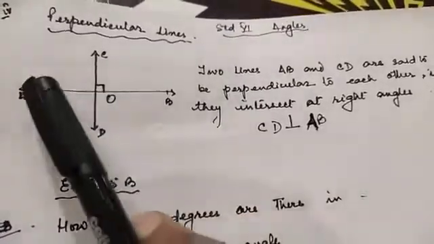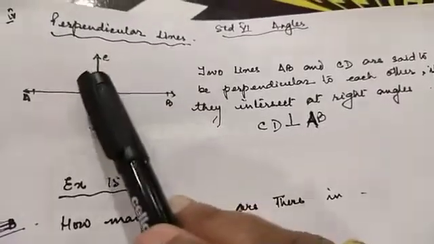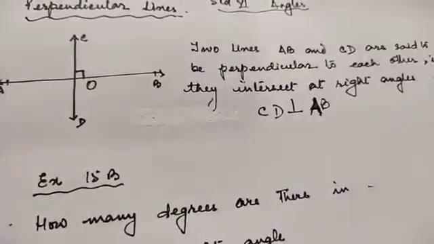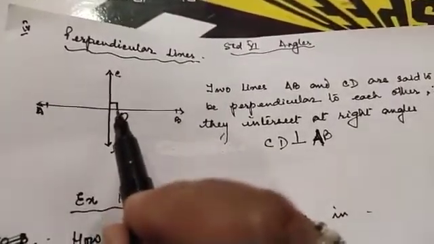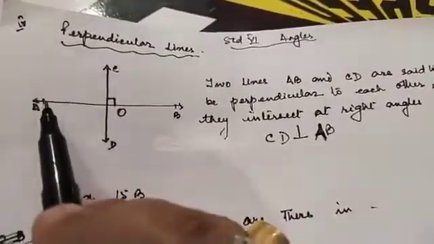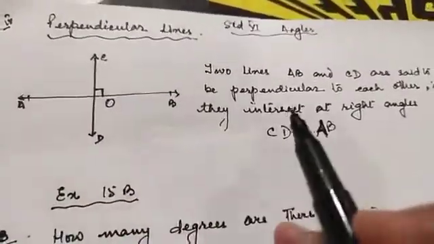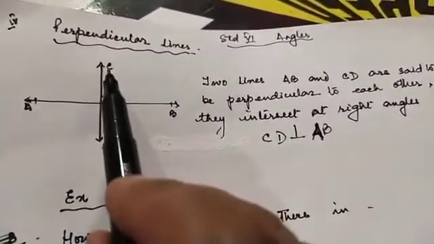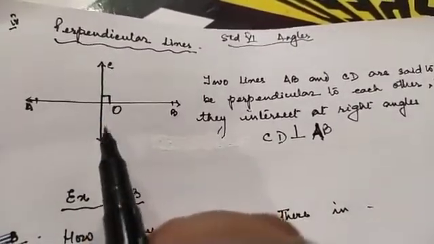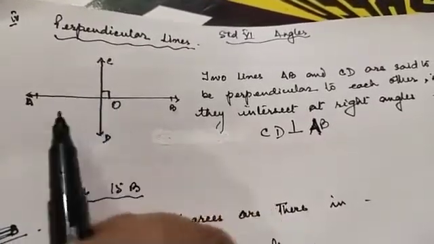CD is intersecting AB at point O and it is making an angle of 90 degree. We can say that CD is perpendicular on AB. So two lines are perpendicular to each other when they intersect at right angles.